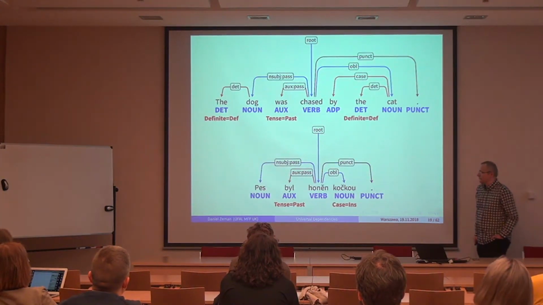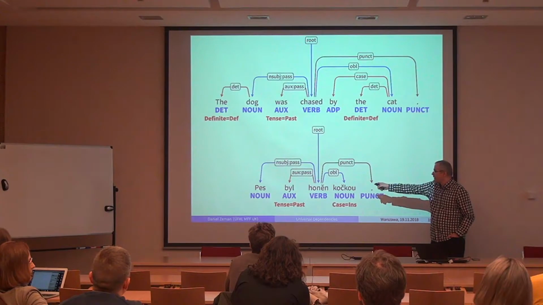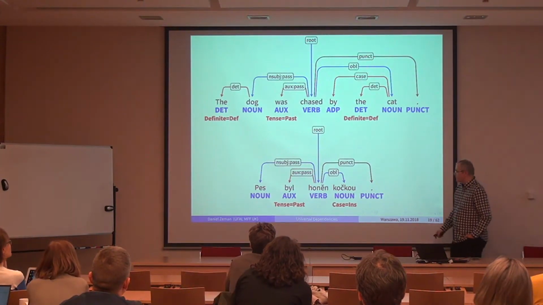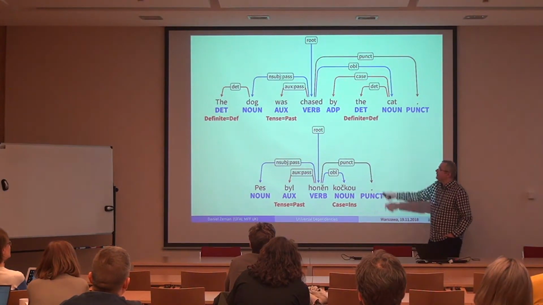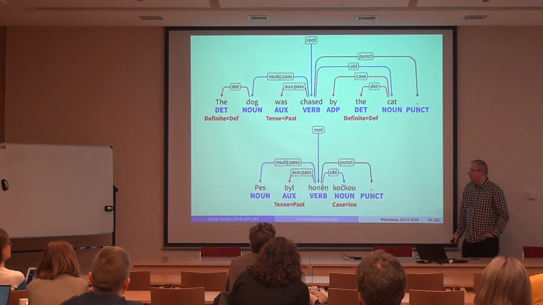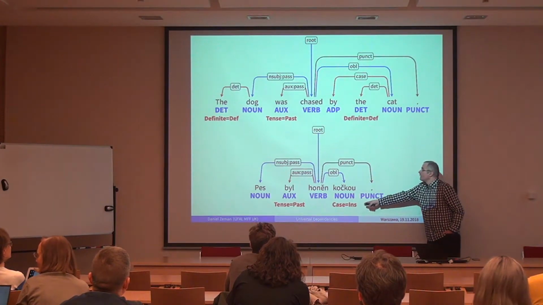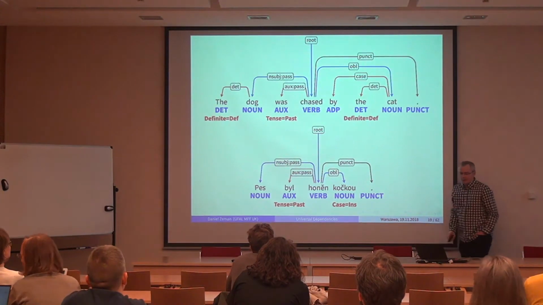And I could also show you a Czech example of that, pes byl honěn kočkou. And this is, in the passive part, much more similar to English, except that the agent phrase kočkou does not need any preposition like in English. Instead, there's the instrumental case marked morphologically, so we have the feature here, which sort of corresponds to the by preposition up there.